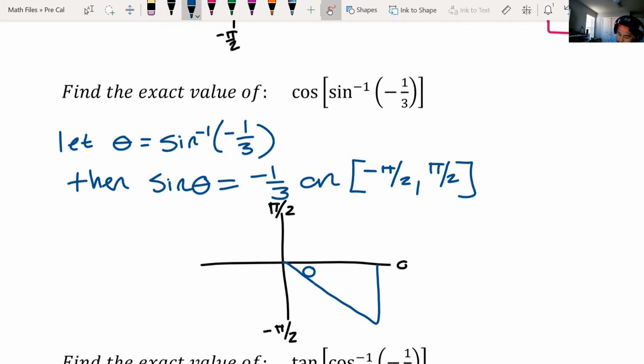There's theta, and sine puts opposite over hypotenuse. So the height is -1. And what is the hypotenuse? 3, which means the base is going to be what? Square root of 8, which is 2 radical 2.